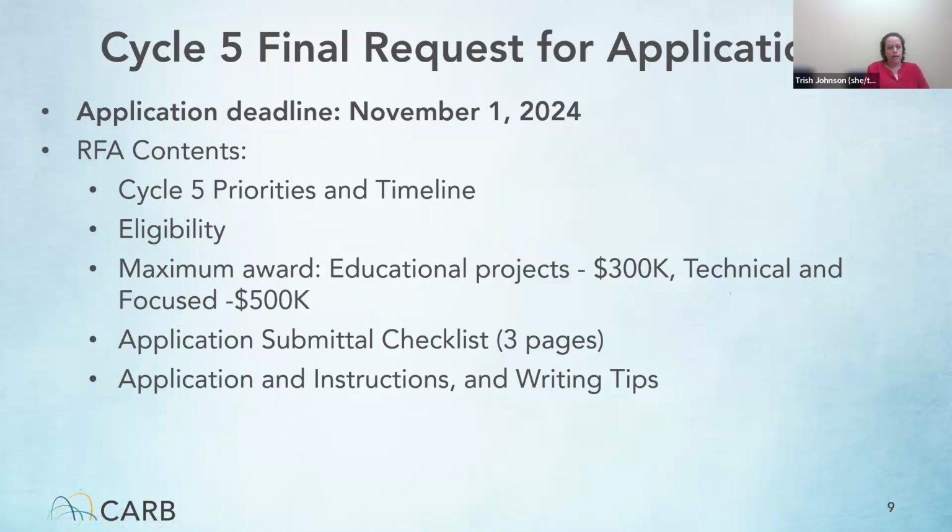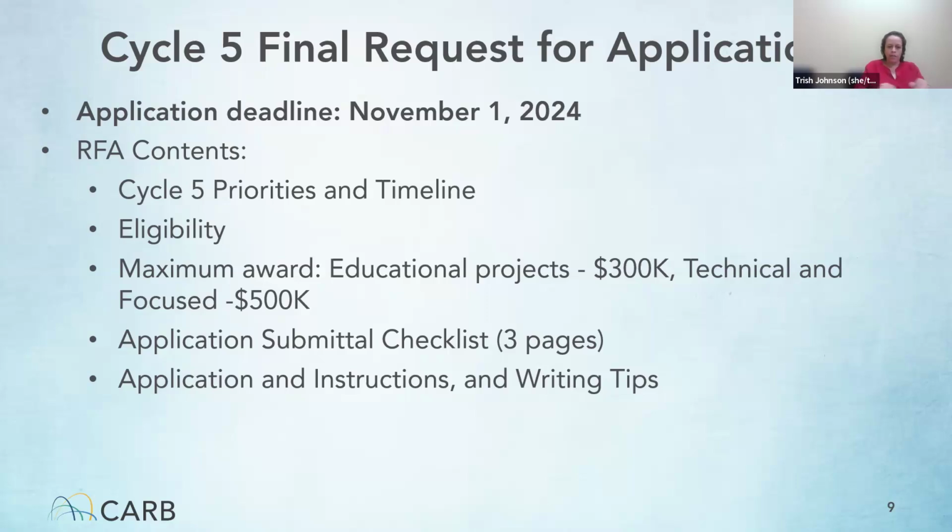To start, we wanted to highlight a very important detail. The application deadline is Friday, November 1st. The RFA was posted to the Community Air Grants website, and an email was sent out to multiple CARB email lists announcing the opening of the application window on September 3rd.